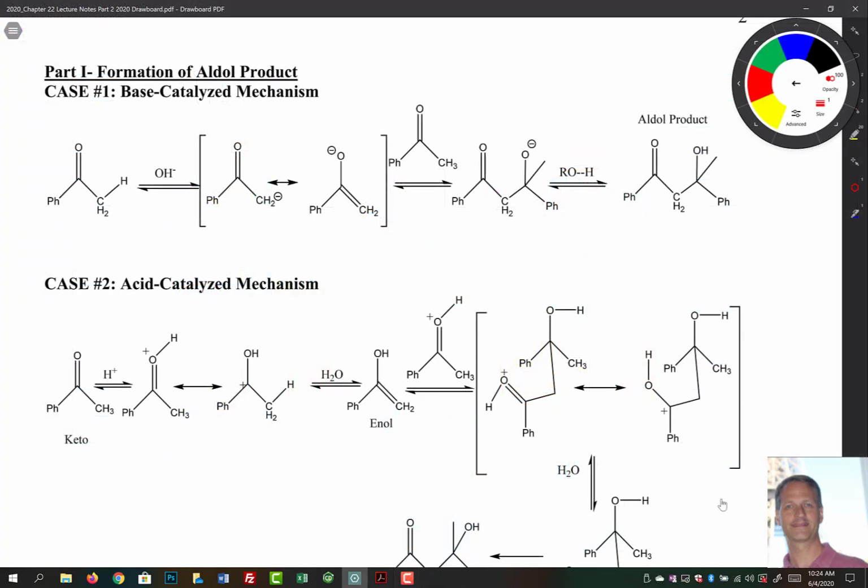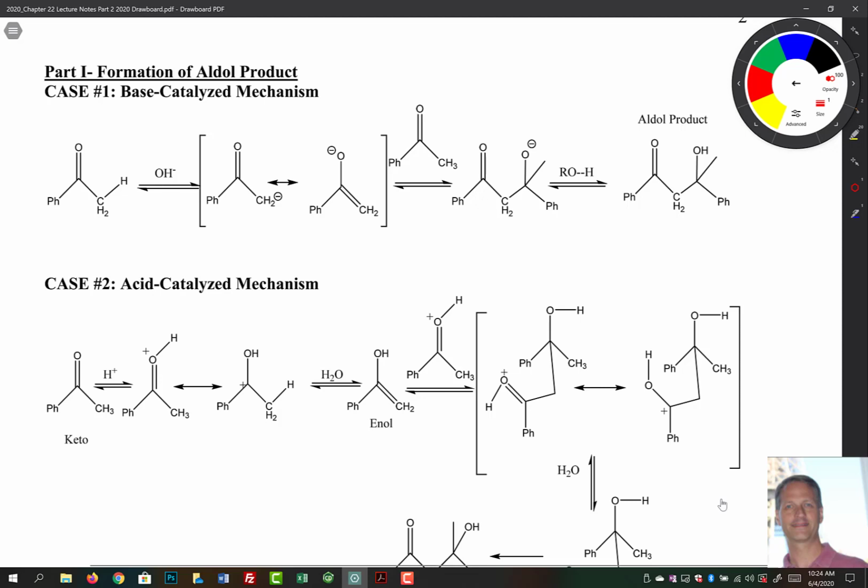So there's two parts to this reaction. The first part is the formation of the aldol product, that's the beta hydroxy ketone. And the second part is the dehydration. So let's take a look at those two parts. And in each of those parts, these reactions can take place, remember, under acidic conditions or under basic conditions. So the first case that we're going to look at here is the base-catalyzed mechanism of that beta hydroxy ketone formation.